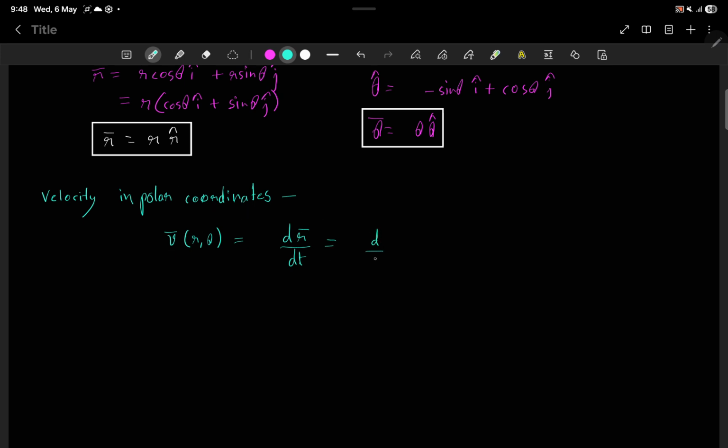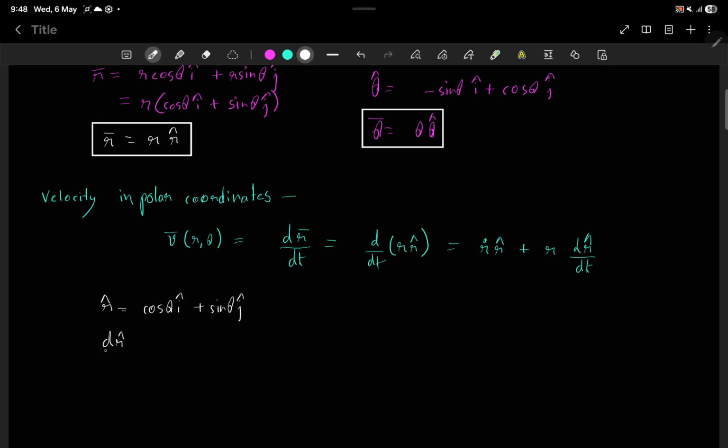So d by dt of r cap will be dr by dt, or to remember it, r dot r cap plus r dr cap by dt. So what is this dr cap by dt? Let us calculate this dr cap by dt separately. I have r cap equals cos theta i cap plus sin theta j cap.